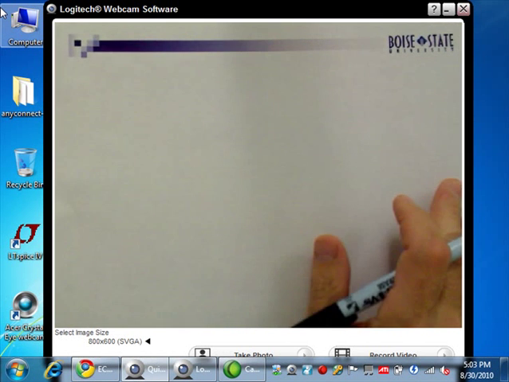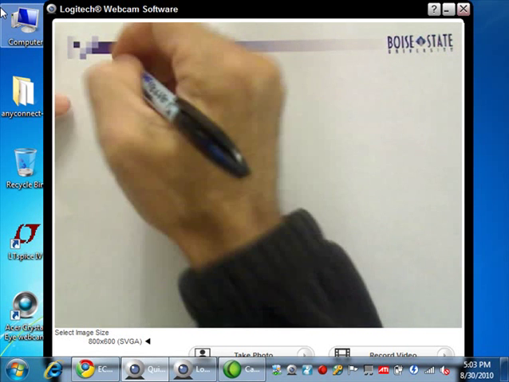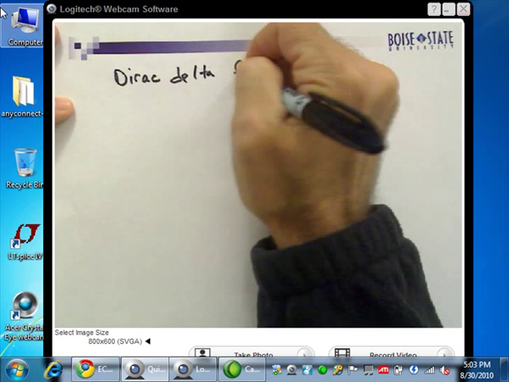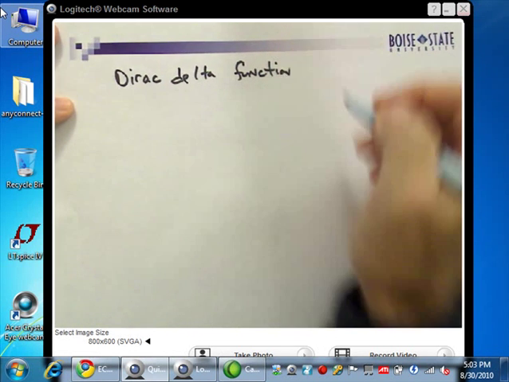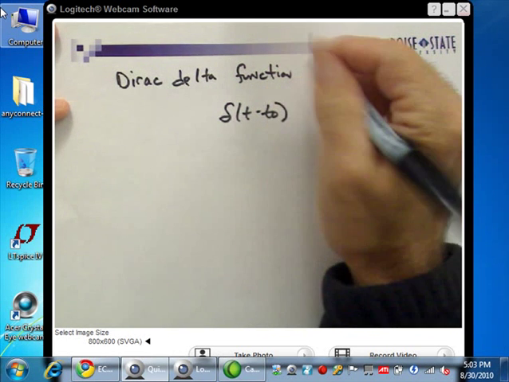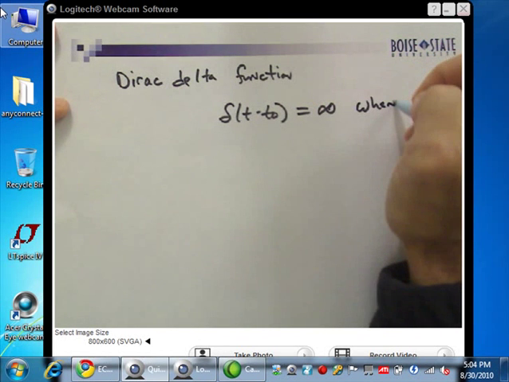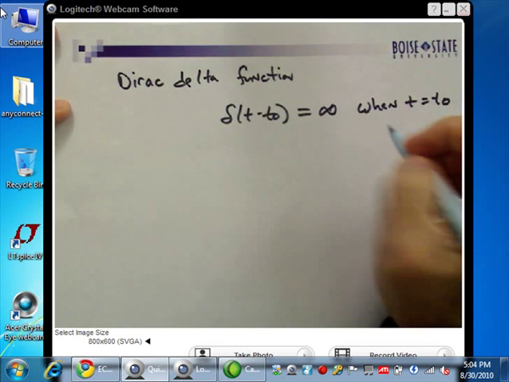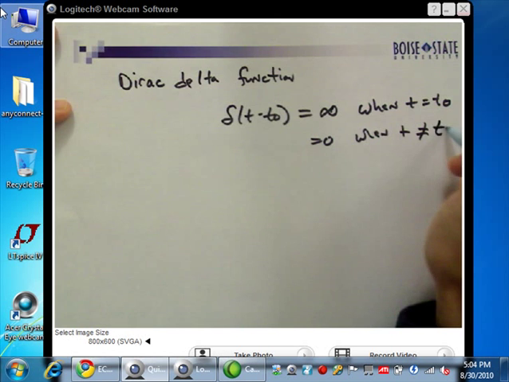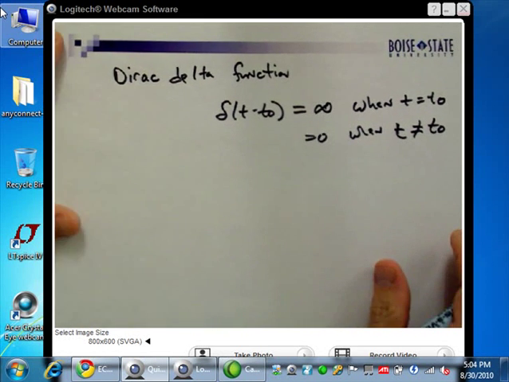So one is the Dirac delta function. And the Dirac delta function, delta of t minus t0, is equal to infinity when t equals t0. And it's equal to 0 when t is not equal to t0. Now, if you recall, this should be junior level stuff.